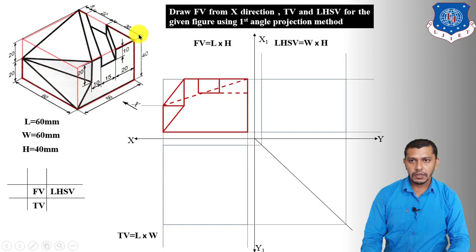Now we have to draw the top view of this object. So again, first of all, we will try to draw the faces which are parallel to the top face of the cuboid.